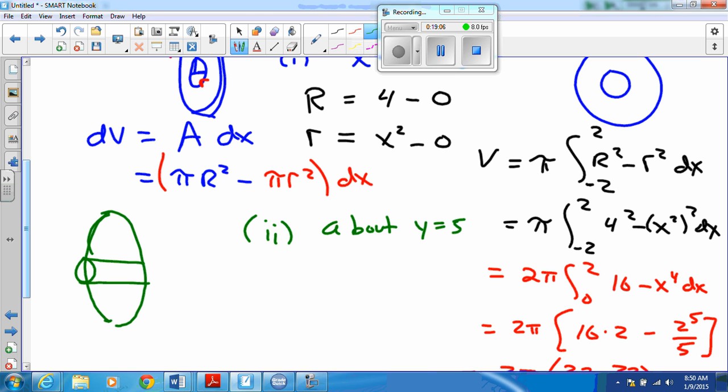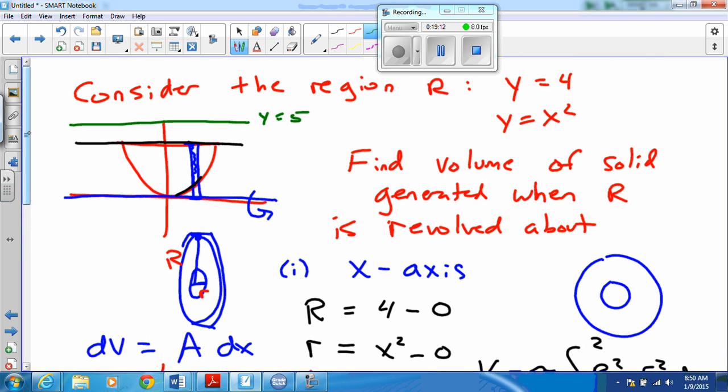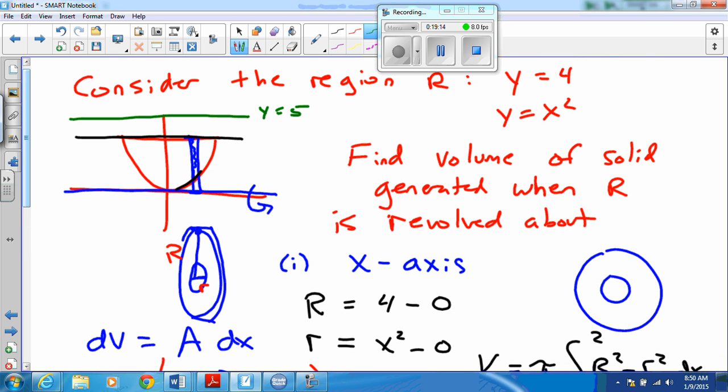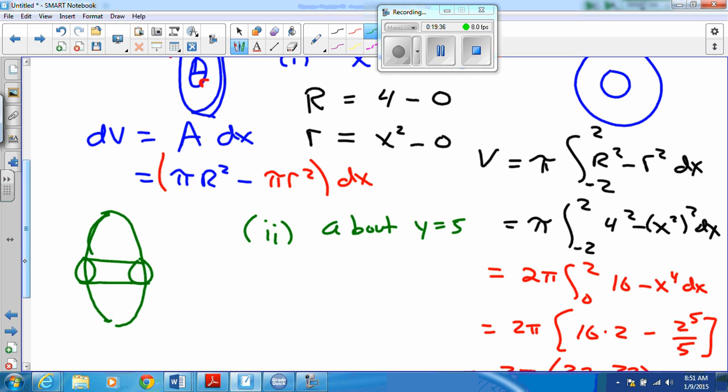So I have a shape that looks kind of like this, with this hole drilled out through it. We're going to use the same concept here because my slices perpendicular to the axis of revolution now look like this. Notice that I start at the axis and then I go out to the outside curve. And my outside curve is the one farthest away from the axis, which is y equals x squared. And the inside curve is the one closest to the axis, which is the line y equals 4.